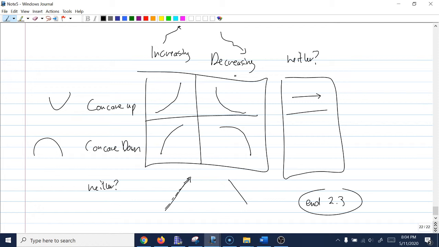That's the end of 2.3. You should have everything you need to do homework 2.1 through 2.3.